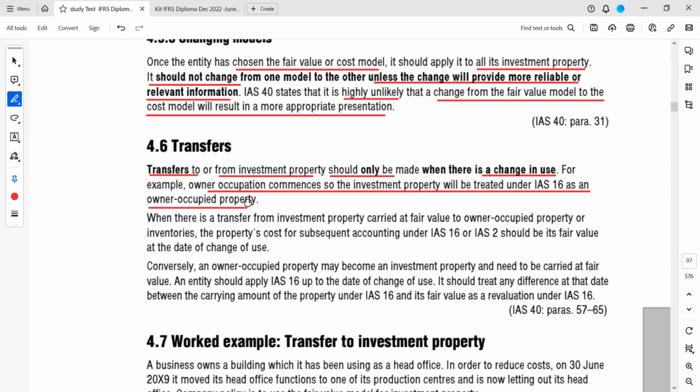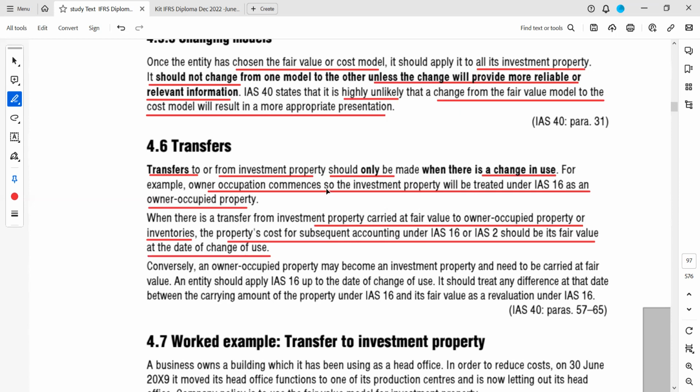property. When there is a transfer from investment property carried at fair value to owner occupied property or inventory, suppose the investment property is held at fair value and now we are transferring it to either IAS 16 or IAS 2, then in IAS 16 or IAS 2, we usually use cost. So the property's cost would be the fair value at the time of change.